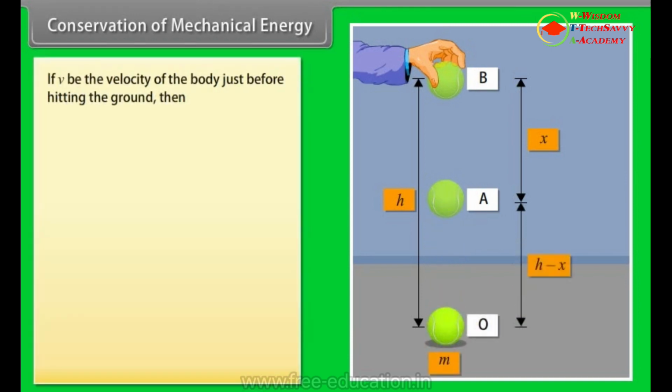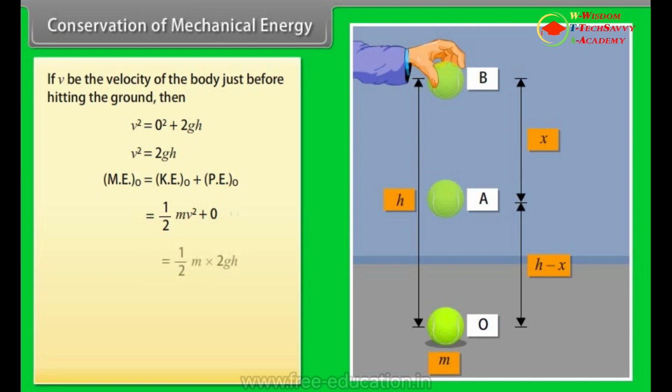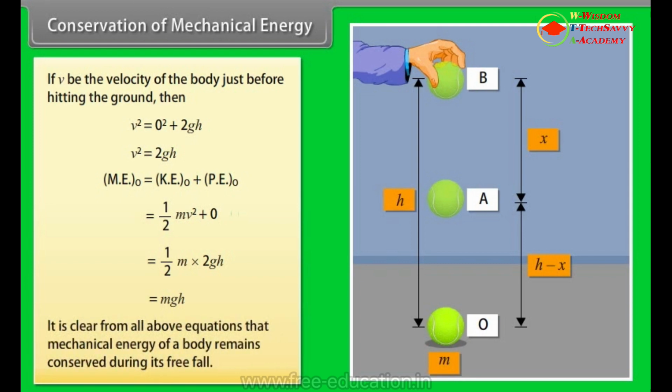If v be the velocity of the body just before hitting the ground, then v square is equal to 2gh. Here, mechanical energy of the body at O is equal to kinetic energy of the body at O plus potential energy of the body at O. By calculating it, we get the mechanical energy of the body at O is mgh. It is clear from all the above equations that the mechanical energy of a body remains conserved during its free fall.